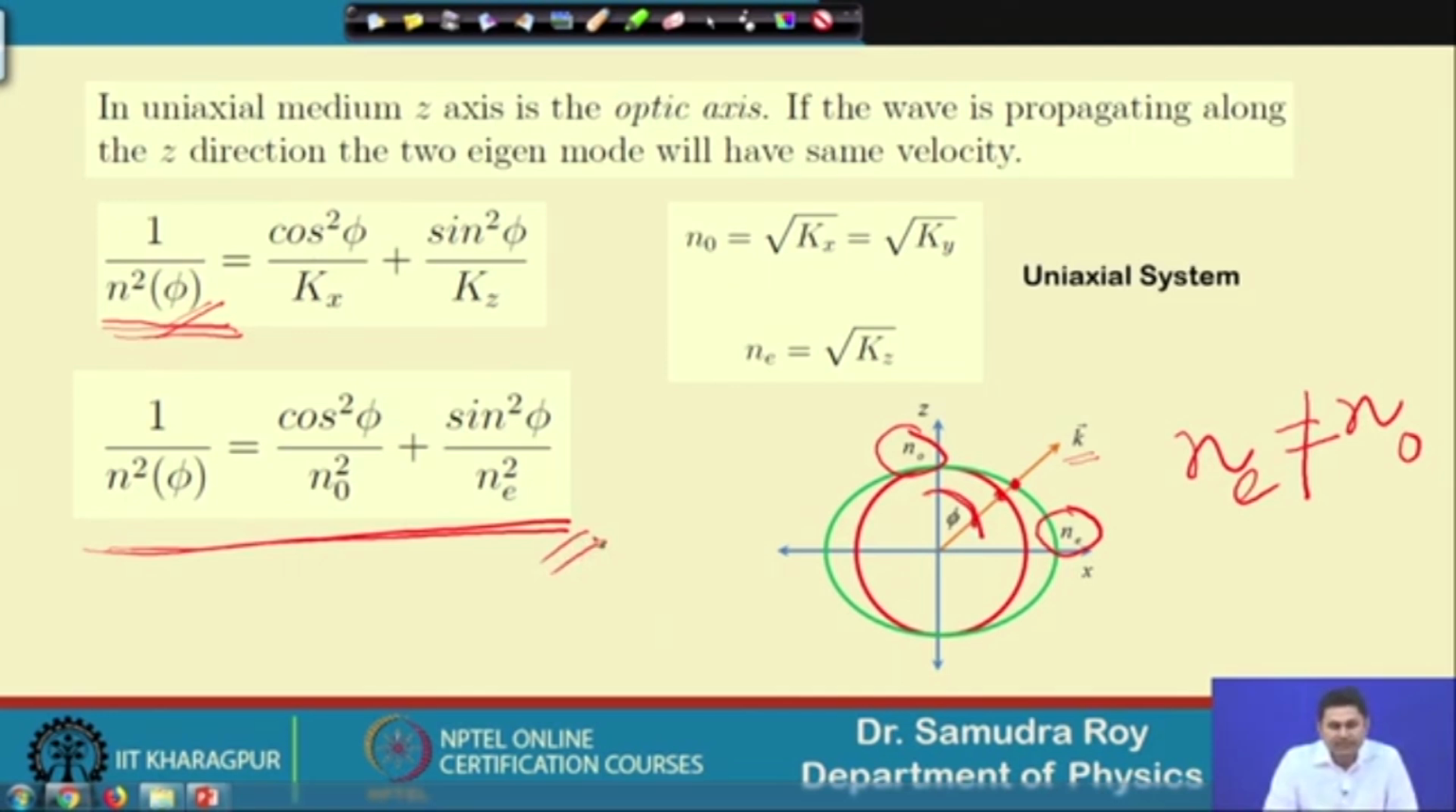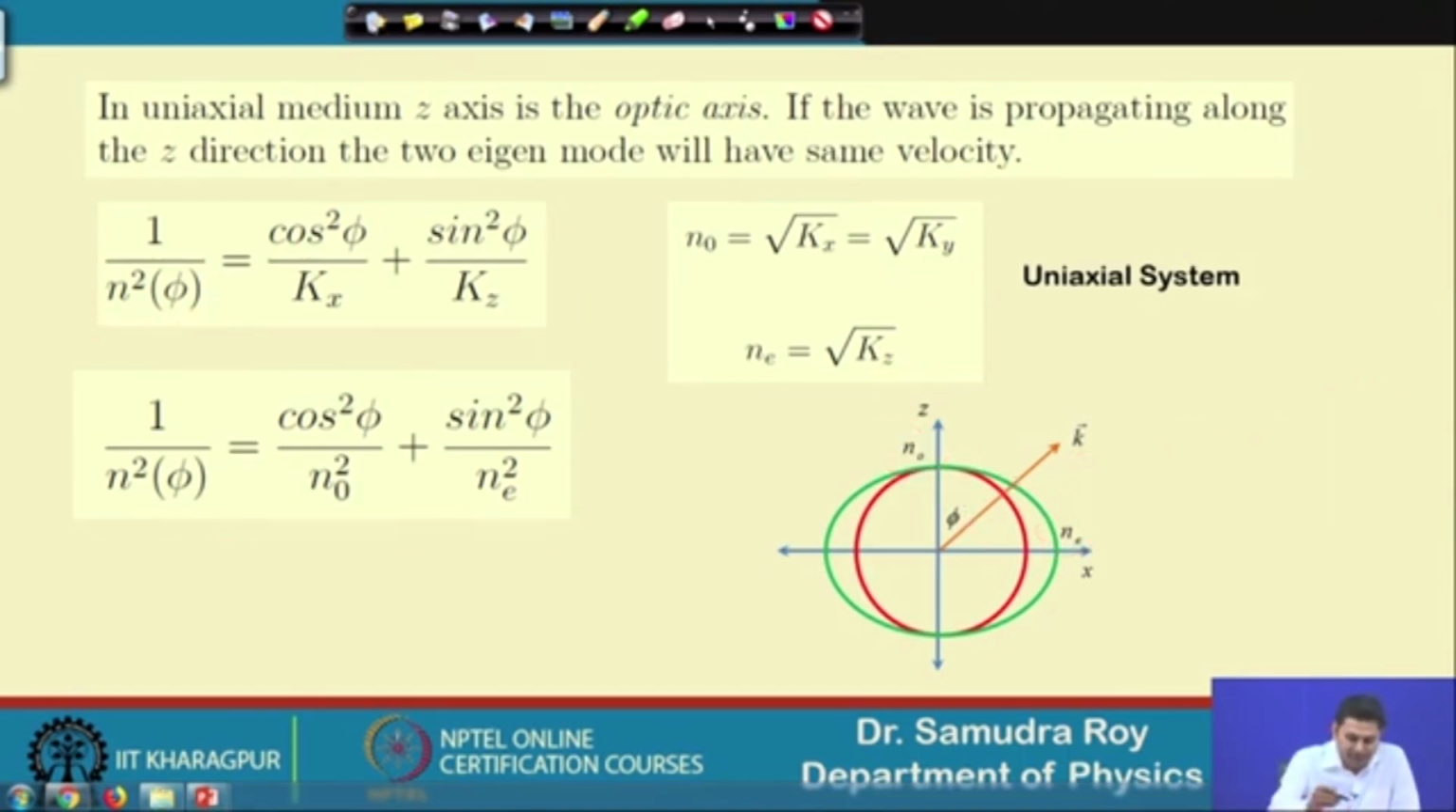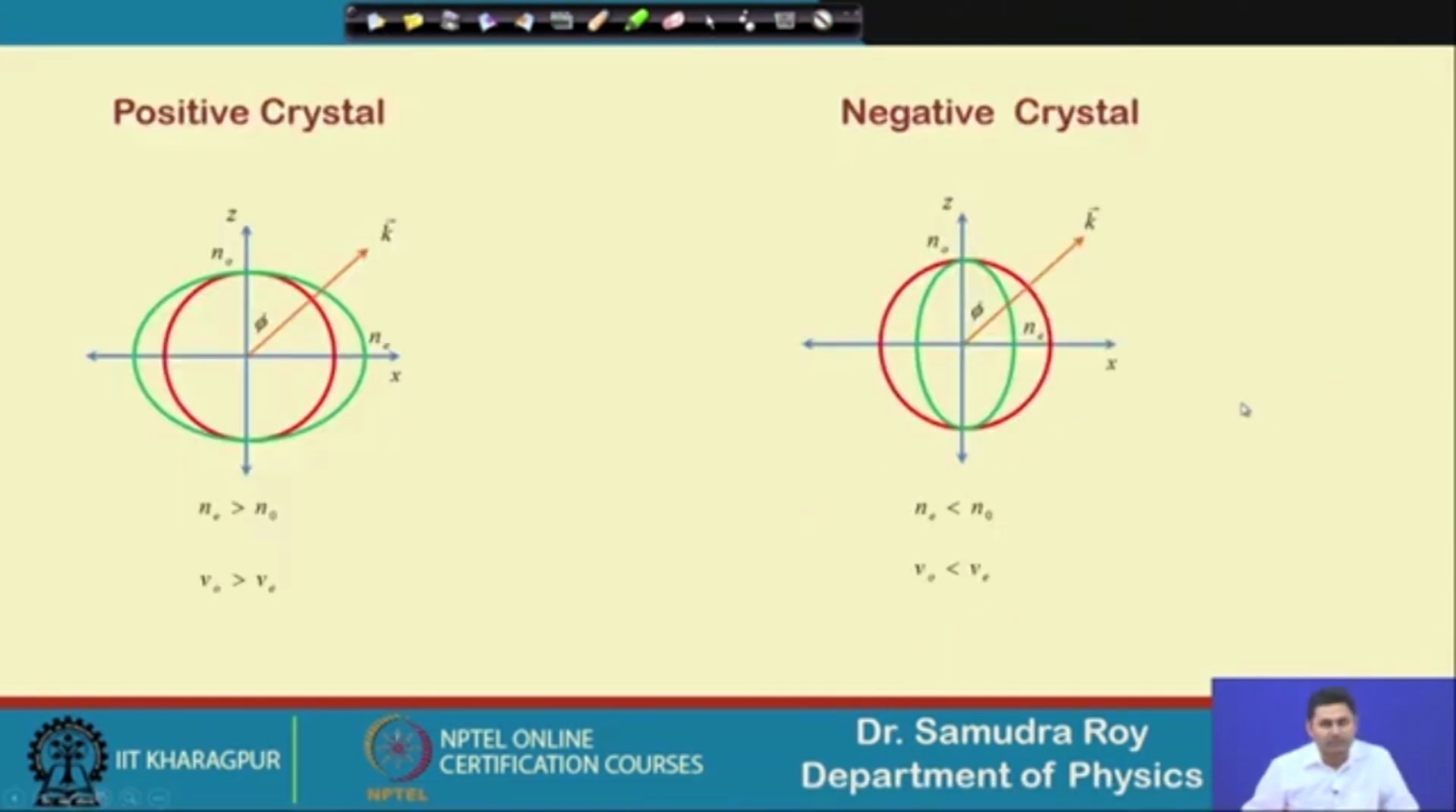n is also related to our previously defined parameter, big K, which we have already defined. It is nothing but the root over kx, ky and kz. For a uniaxial crystal, the refractive index along x and y is the same, so kx and ky are both the same, we call it NO, and kz is different, so we call it NE. These things we learned in our previous class, so I am not going to take much time discussing this.